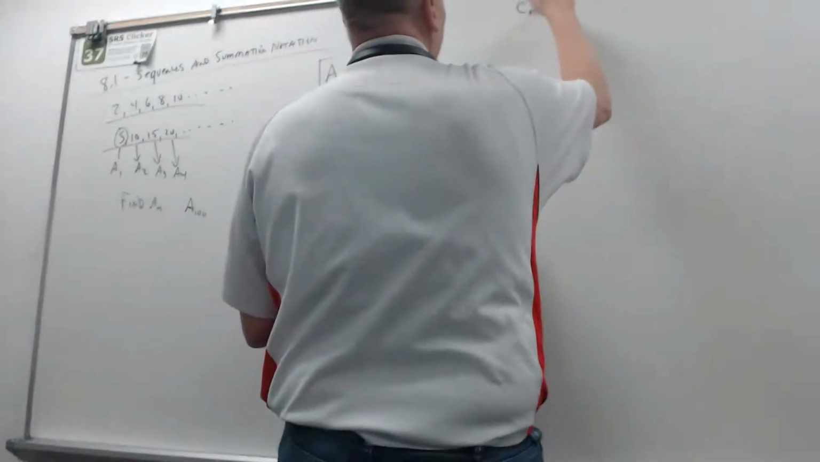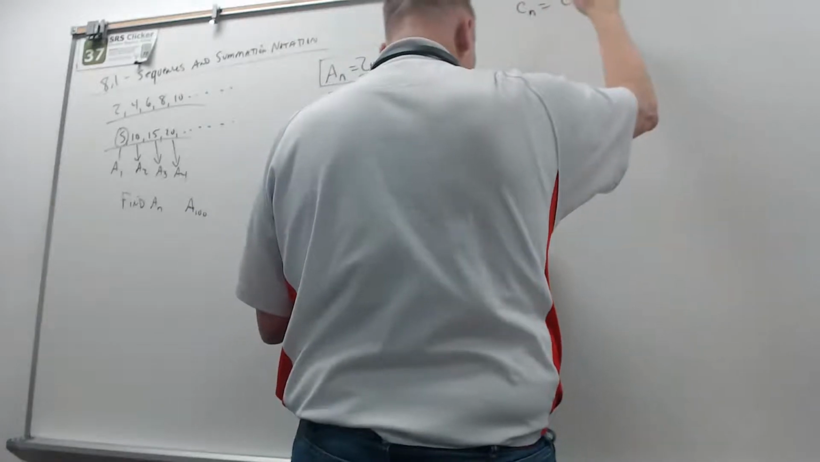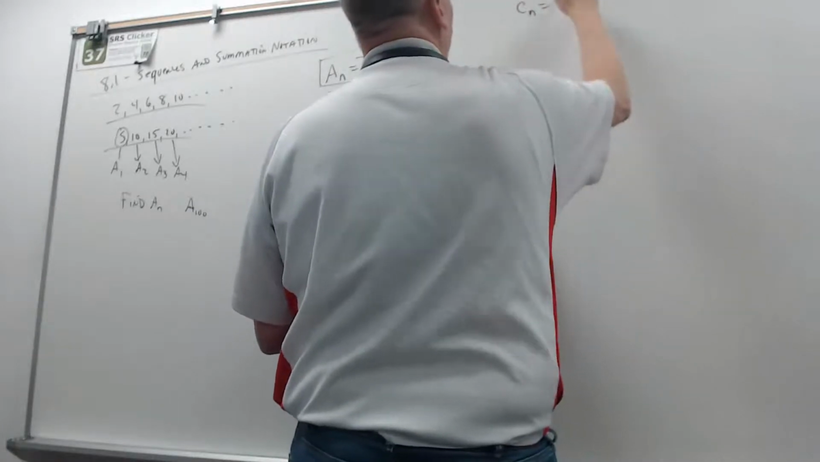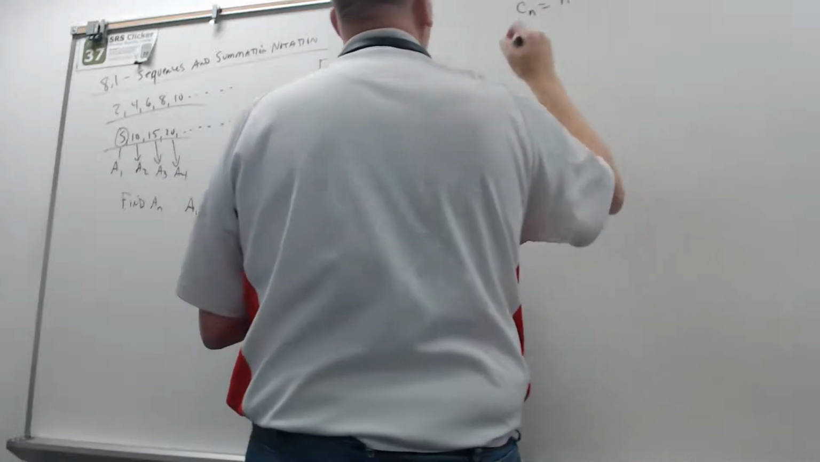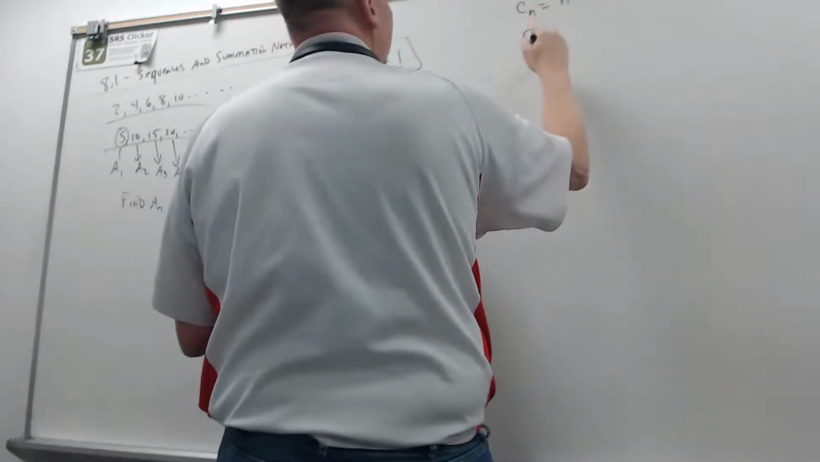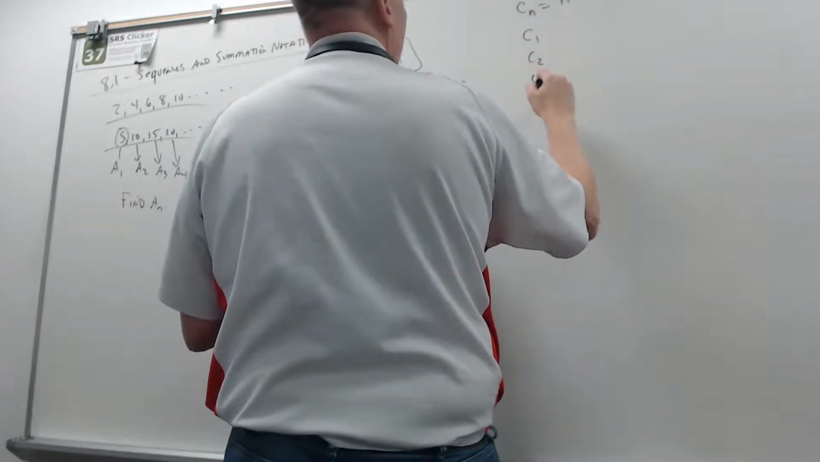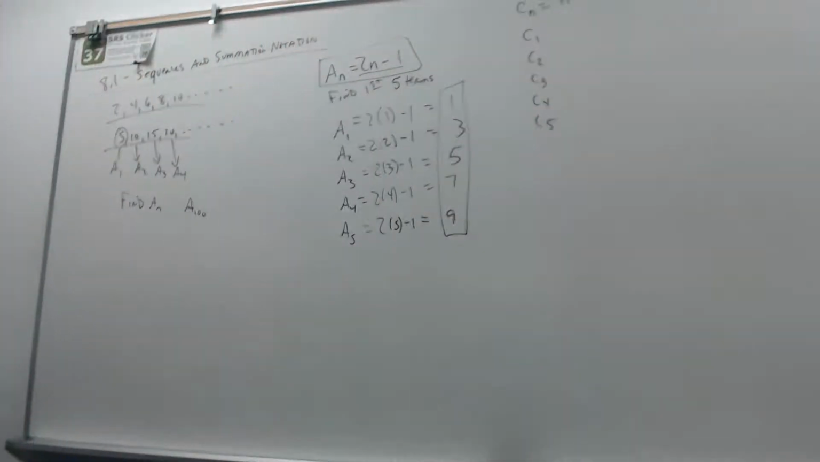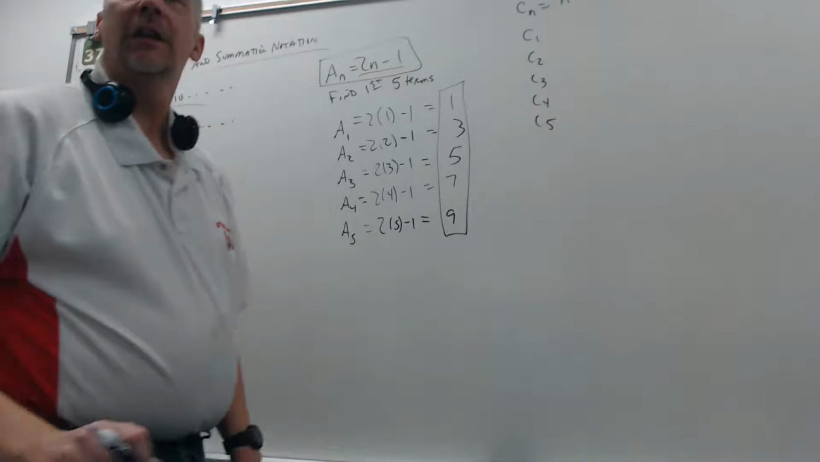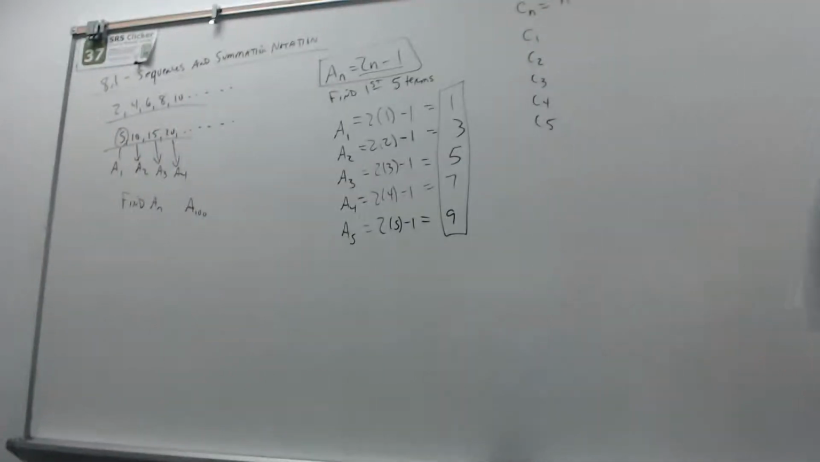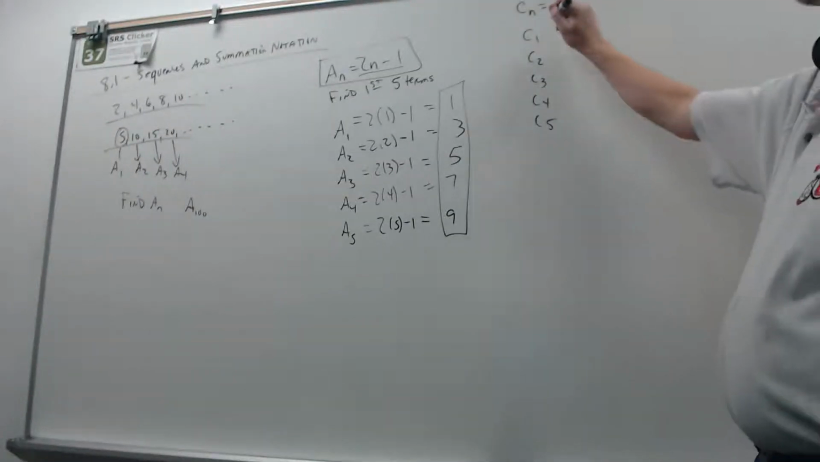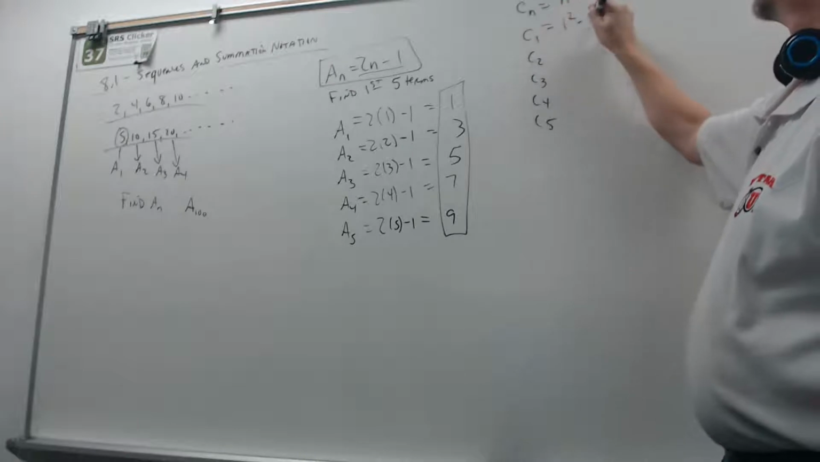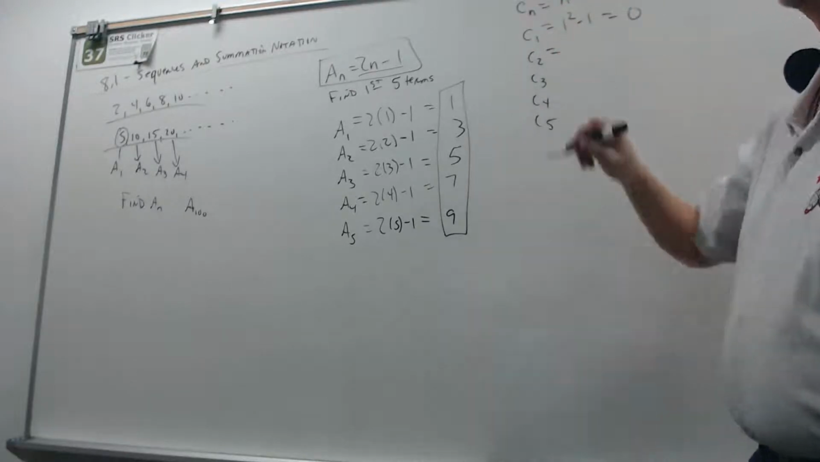c sub n equals n squared minus 1. And I say the same thing. Find the first 5 numbers in the sequence. Okay? So if this were my sequence, Hunter, what would be the first term? 1 squared minus 1, which is 0.